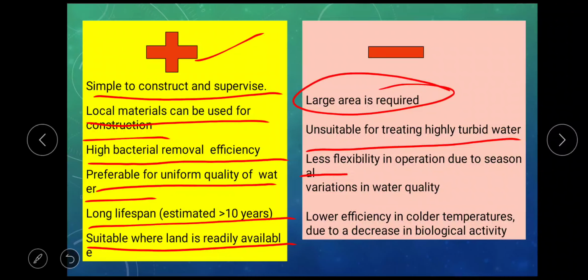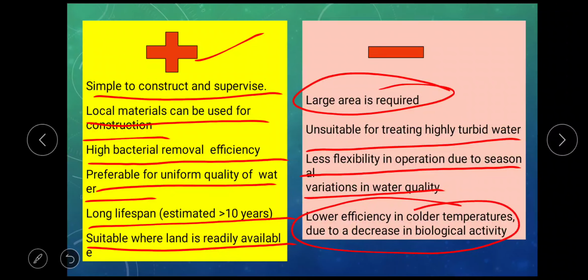Flexibility is very less due to the seasonal variation of water quality. When the temperature is low, then the activity of microorganisms will also be low, which reduces the formation of the slime layer within a short duration of time. So it needs more time to form the slime layer. This problem mainly occurs in temperate countries. However, in India, the average temperature is high, and in winter it is about 18 degrees Celsius. So this will not cause much problem in India.